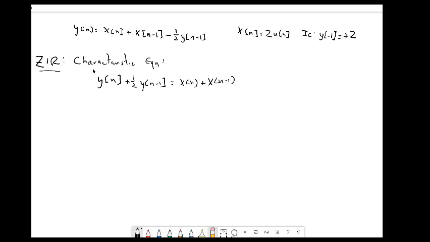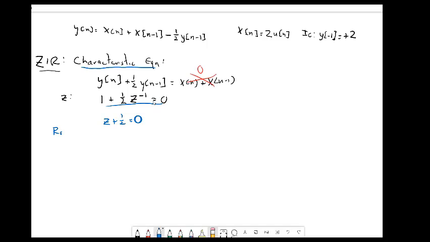Now for the zero input part, we're going to be setting the input equal to 0. And for our characteristic equation, then we're going to use this z operator to replace our y of n. There's no delay in that. We have a 1/2, and there's a delay of 1 in our y of n minus 1 term. So we'll make a delay of 1 z to the minus 1, and we'll set that equal to 0. That is our characteristic equation of the system, which equivalently we can multiply everything through by z and have just z plus 1/2 equals 0.